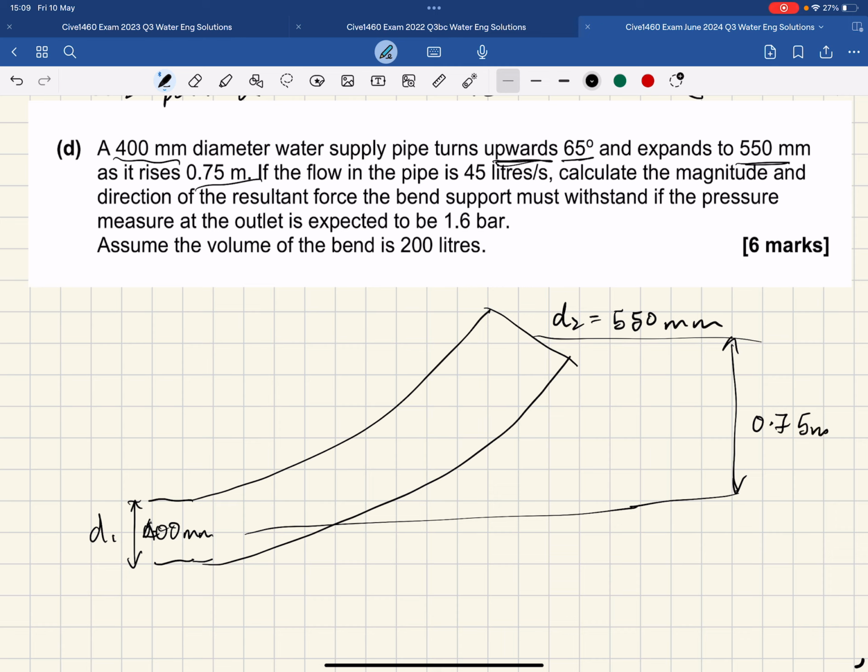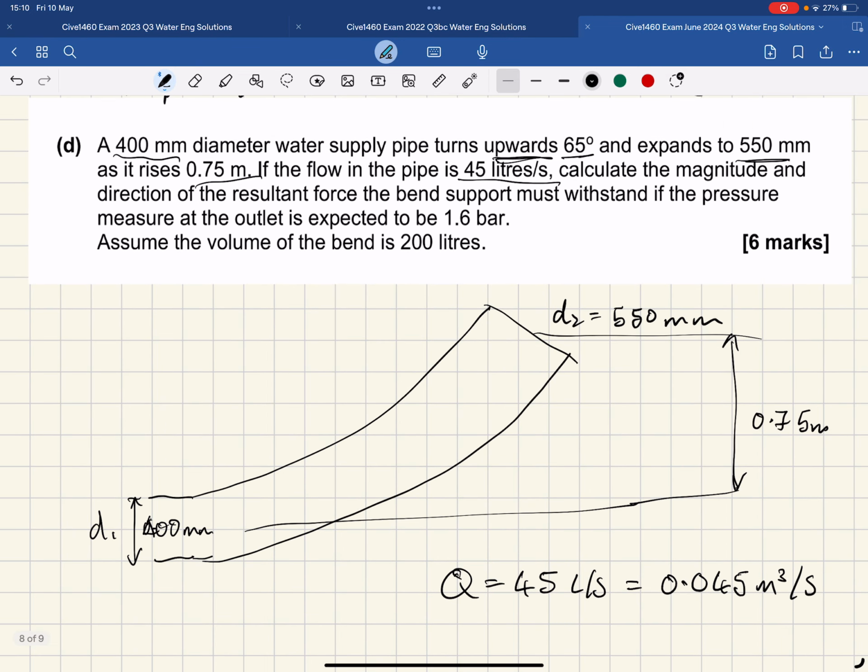The flow in the pipe is 45 litres per second. Q equals 45 litres per second, and we'll write that in meters cubed straight away, 0.045 meters cubed per second. The volume of the bend equals 200 litres, which equals 0.2 meters cubed.